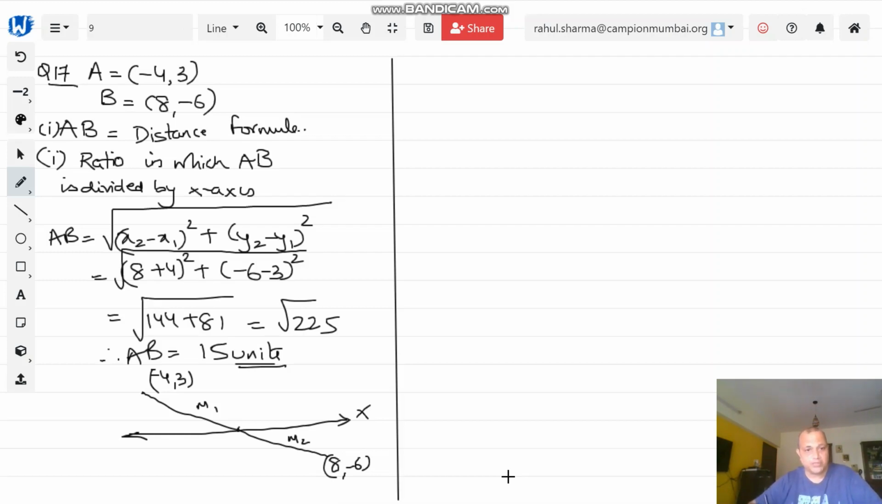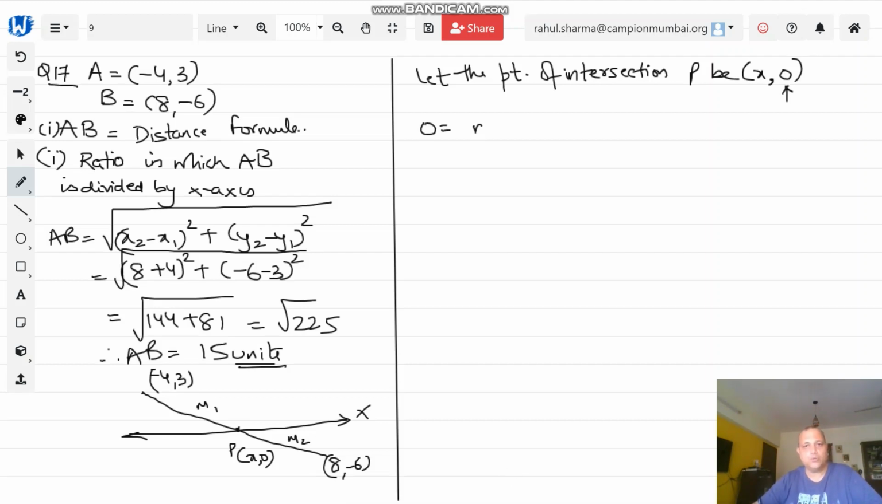And what would be the coordinates of this point? The coordinates of this point would be x comma 0 because it lies on the x-axis. So let the point of intersection P be (x, 0). Now I know the y coordinate is 0, which means 0 is equal to m1y2 plus m2y1 upon m1 plus m2.